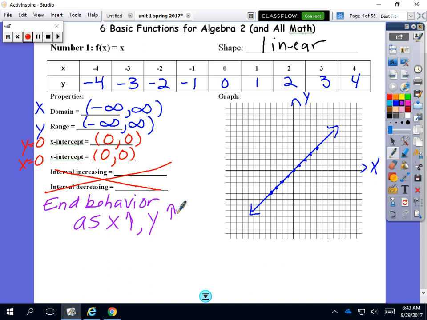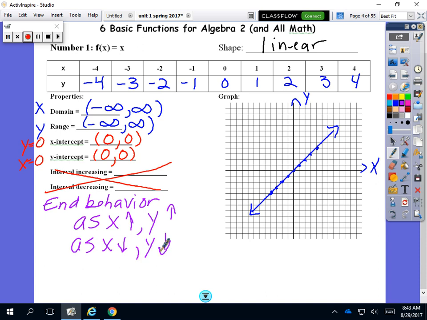Another way to look at it is to look at the end of your graph. At the end of the graph on this end, where x is increasing, my arrow is pointing up, so the y's are also increasing. And if I look to the left, as the x values are getting smaller and smaller, I notice that my arrow is pointing down, so my y values are going down. So as x decreases, y decreases.